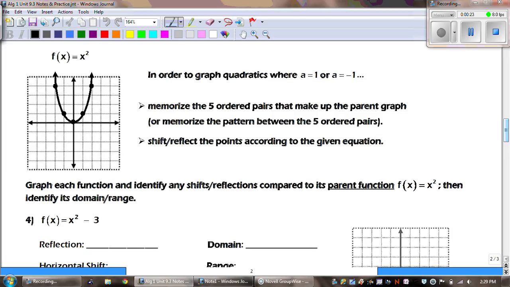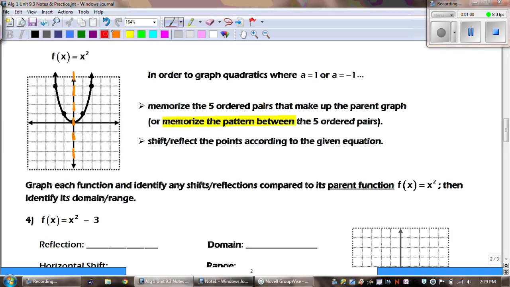What we're going to talk about: we are continuing our graphing of functions in vertex form without a table. There is a pattern to everything, okay? In order to graph quadratics where a equals 1 or a equals -1, the best thing to do is to memorize the pattern, okay? This is why we focus so much on the vertex. Remember, the vertex cuts everything in half, and then it's a mirror image of itself, okay?